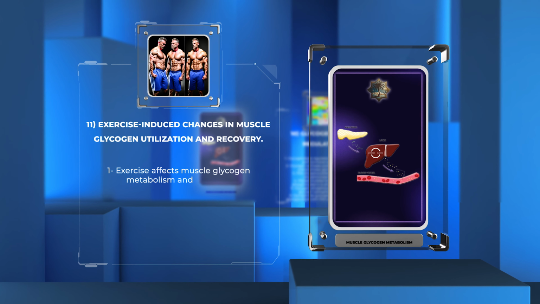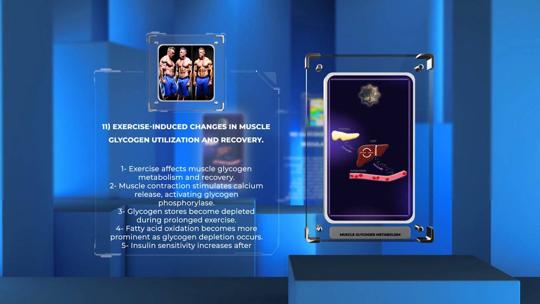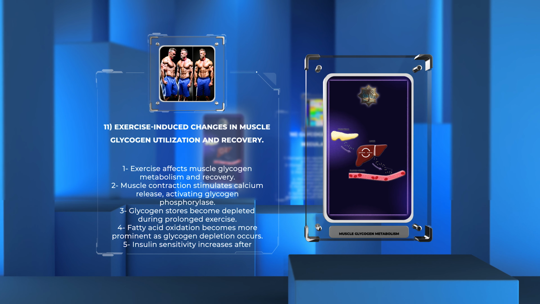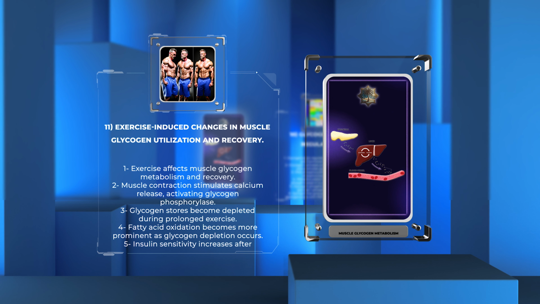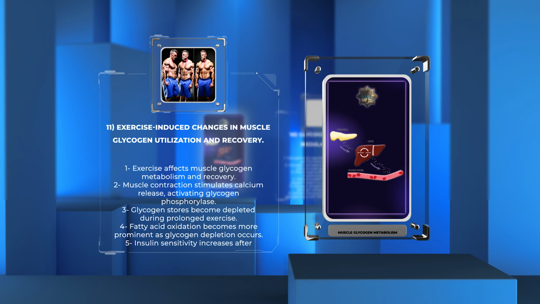Exercise exerts profound effects on muscle glycogen metabolism, impacting both glycogen utilization and subsequent recovery. During exercise, muscle contraction stimulates calcium release, activating glycogen phosphorylase and promoting glycogenolysis. As exercise duration increases, glycogen stores become depleted, and reliance on other energy sources, such as fatty acid oxidation, becomes more prominent. Upon cessation of exercise, glycogen synthesis pathways are facilitated by increased insulin sensitivity, allowing for replenishment and restoration of glycogen stores.